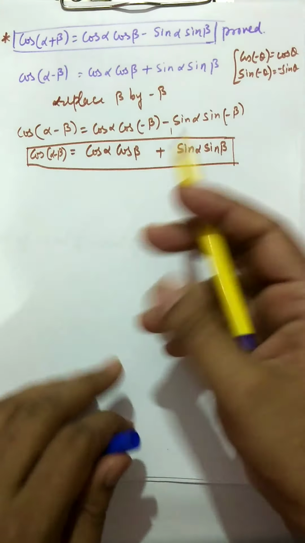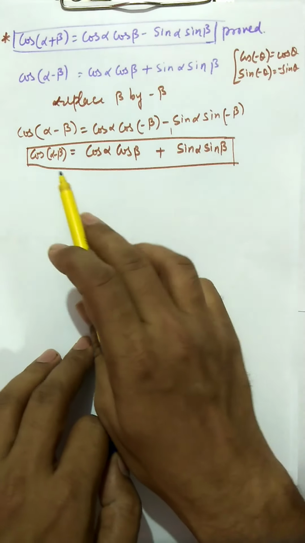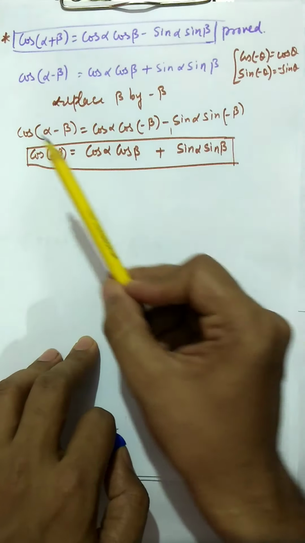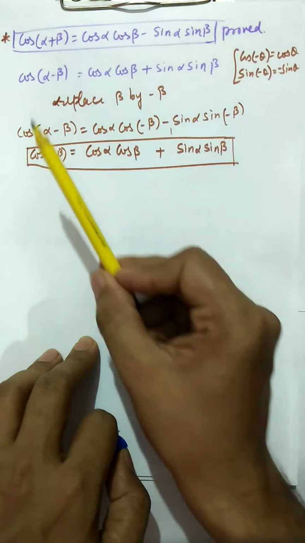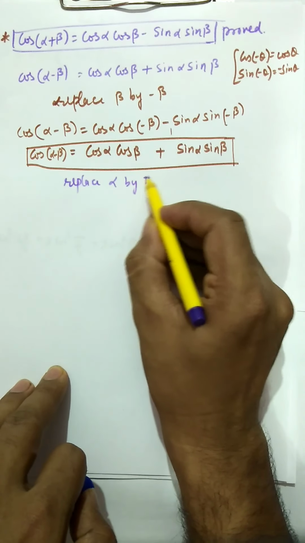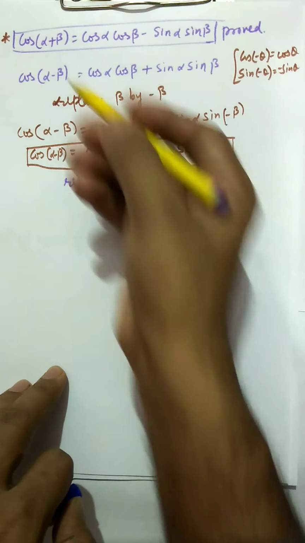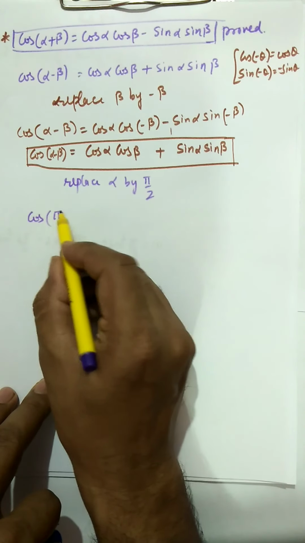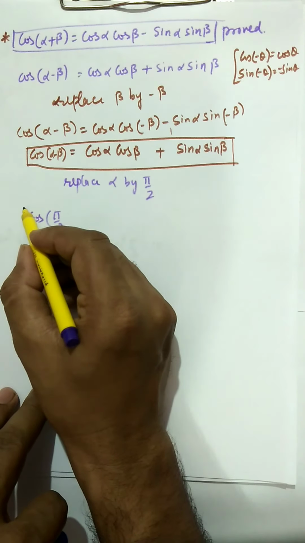Now we are going to prove another formula. You see, in this formula I have put this star. In this star formula, if I replace alpha by pi by 2, which is 90, you see what happens here. Now this will become cos pi by 2. This is the star one that I'm putting the values in. Cos pi by 2 minus beta. You see what comes.